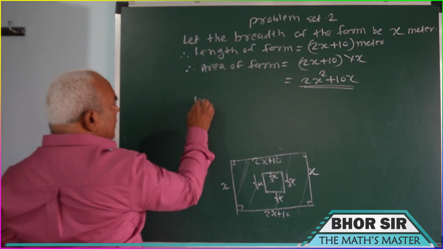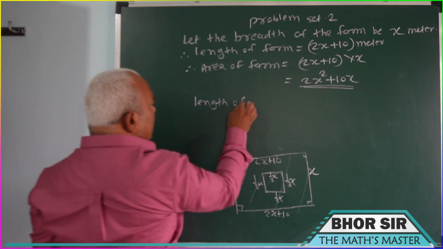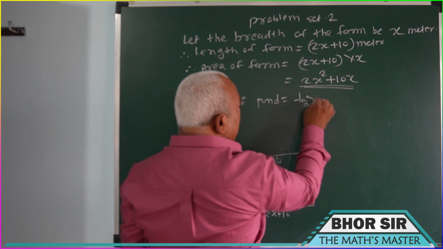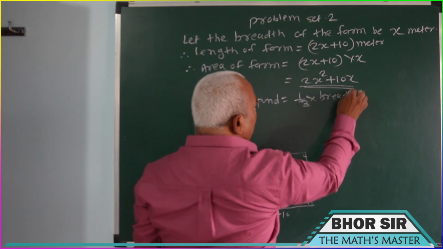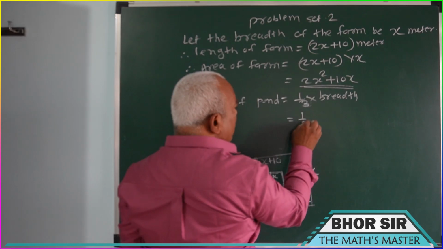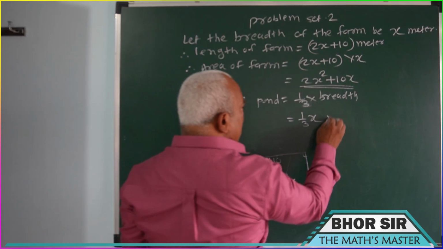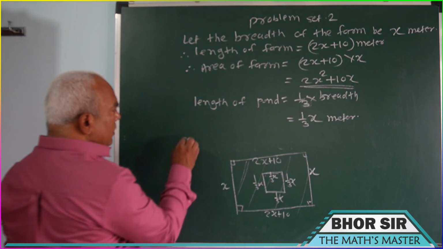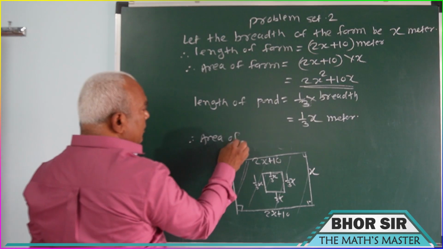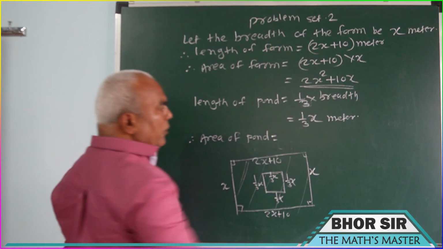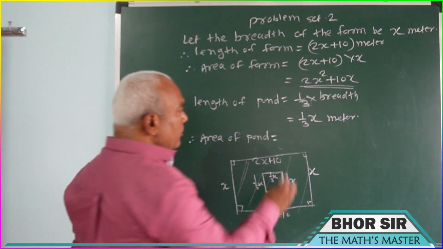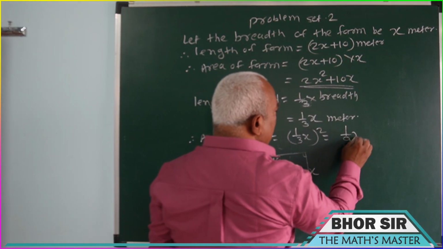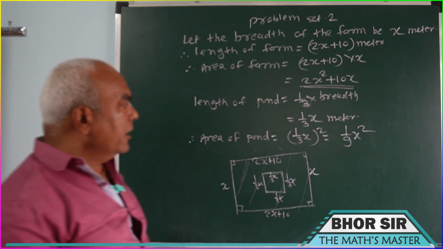Now length of the pond is 1/3 into breadth, so the answer is 1 upon 3 x meter. This will be the length of the pond. Therefore, area of pond: the pond is square shaped, so the area will be (1 upon 3 x) whole square, which is 1 upon 9 x square.